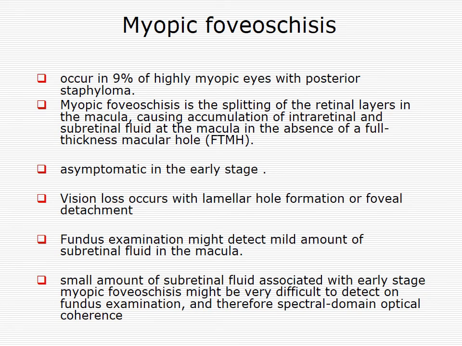It is asymptomatic in the early stage. Vision loss occurs with the lamellar hole formation or foveal detachment. Fundus examination might detect a mild amount of subretinal fluid in the macula. A small amount of subretinal fluid associated with early stage of myopic foveoschisis might be very difficult to detect on fundus examination, and therefore spectral domain optical coherence tomography is beneficial.